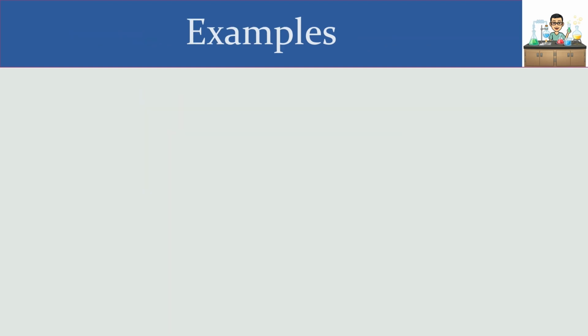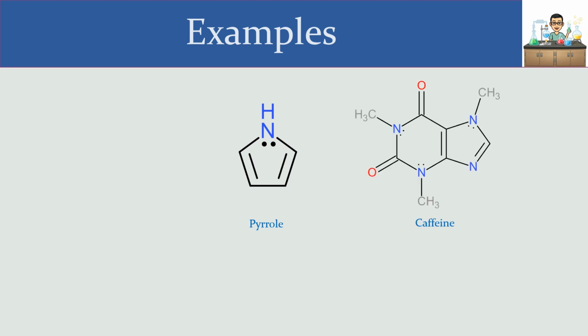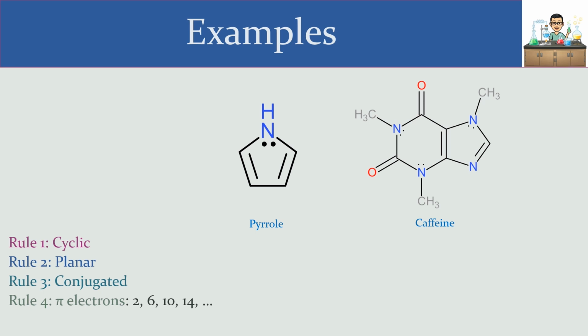All right, so let's take a look at an example of a couple of molecules, and let's see if they are aromatic. The first molecule that we're going to take a look at is pyrrole. The next molecule we're going to take a look at is a fun one, and that is caffeine. The questions we want to ask are, are these molecules aromatic or are they not? And we're going to look at their aromaticity with respect to the 4 rules that we discussed.